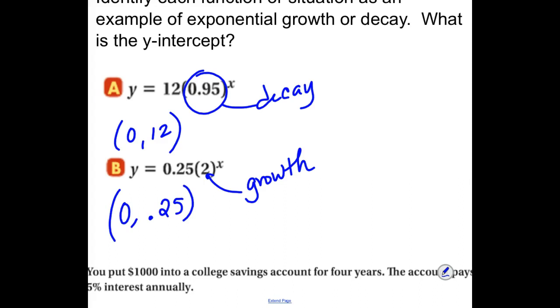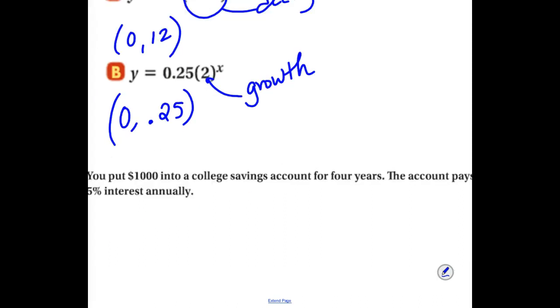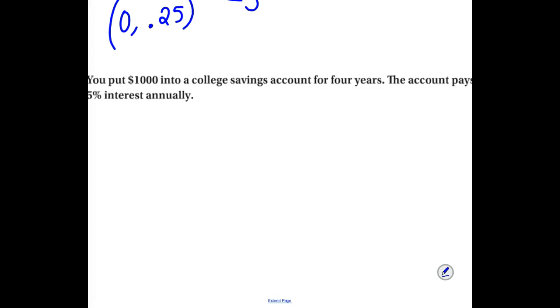All right. The last one here that I asked you to just identify those 2 things on. Written a little different. I didn't give you the equation yet, right? It says you put $1,000 into a college savings account for 4 years. The account pays 5% annual interest annually. Do you know what annual means? Yearly? Okay.